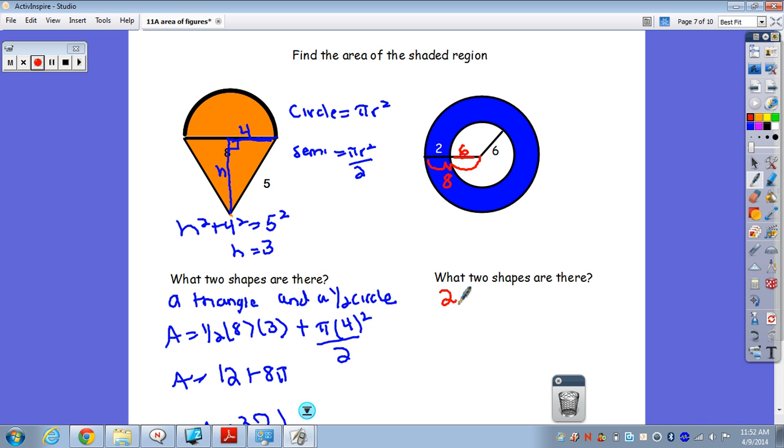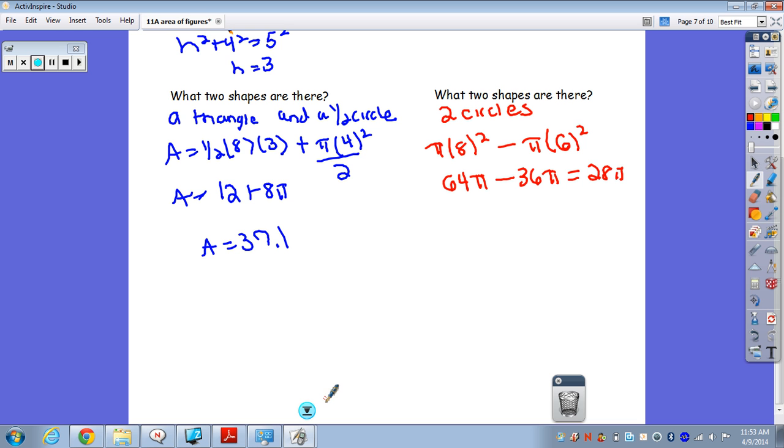So we have 2 circles. So I'm going to do pi, the entire radius, which is 8 squared, minus pi, the inner circle, which the radius is 6 squared. And so 8 squared gives me 64 pi minus 6 squared, which is 36 pi. And if I want to keep it in terms of pi, I just subtract 64 minus 36, and I get 28 pi. I can do that since both of these have a pi and they're like terms. And if I want to multiply that out to the nearest tenth, it's 31.3.